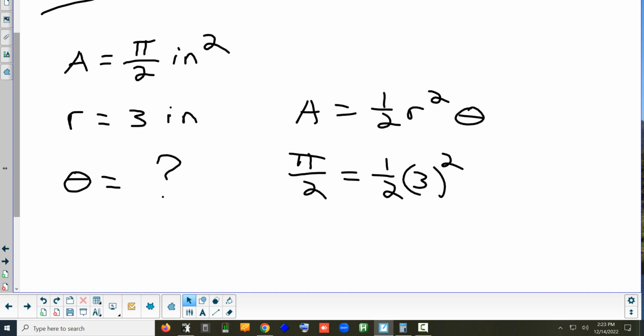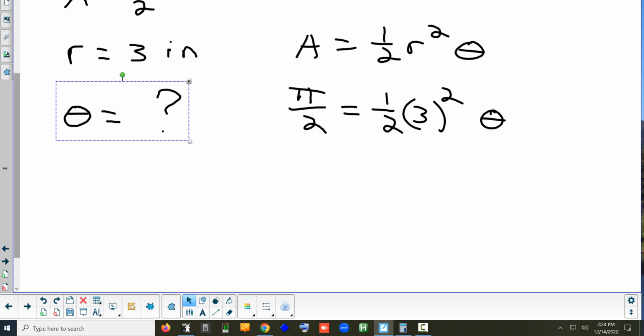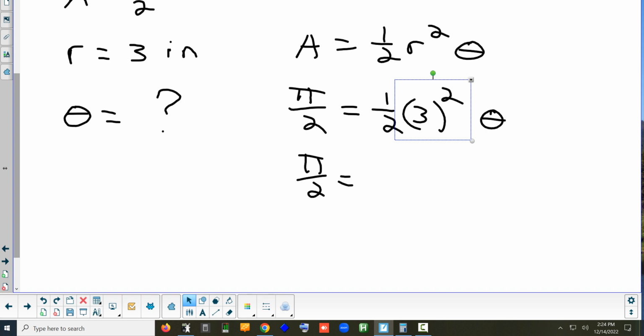And Tony, what's my angle? And you don't know that. We don't know that. That's the question mark. Okay, so we're going to see if we can get theta by itself. So make sure you follow PEMDAS, do the exponent first, and then we'll take half. Okay, what's 3 to the second power? 9. And I want to take half of it, but I want to leave it as a fraction. So what's half of 9 as a fraction? 9 over 2.